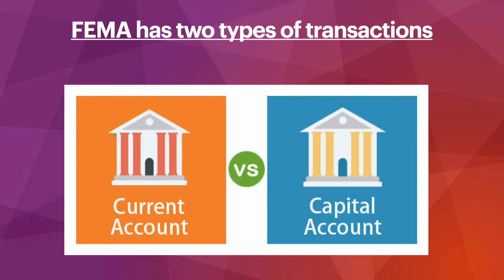So today let's discuss the main part, the heart of FEMA Act, these two types of account, or what we commonly call two types of transaction under FEMA, that is capital account and current account. You need to understand what these accounts are, what kind of transactions fall under this category, and how it is going to affect our Indian economy, the balance sheet of our country.